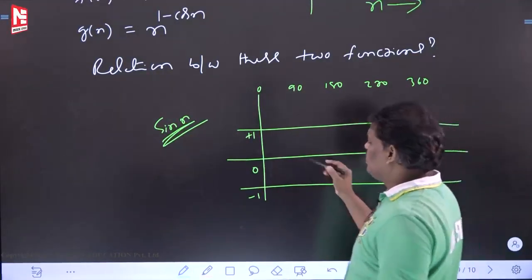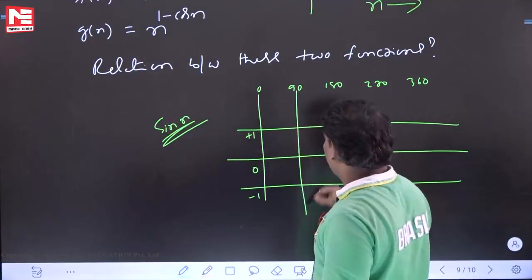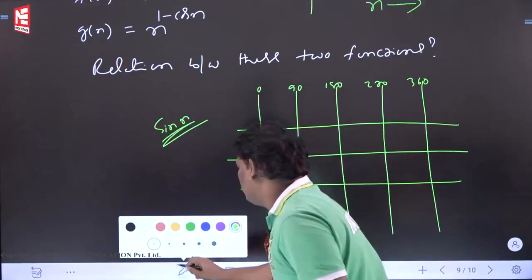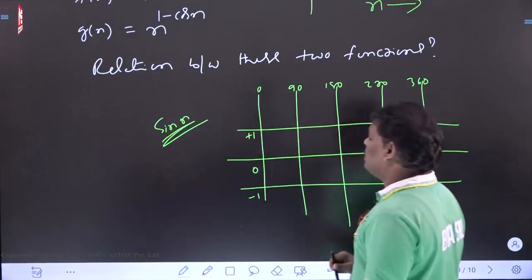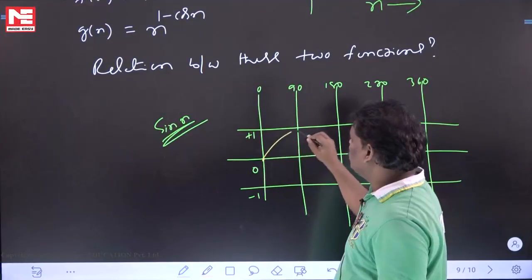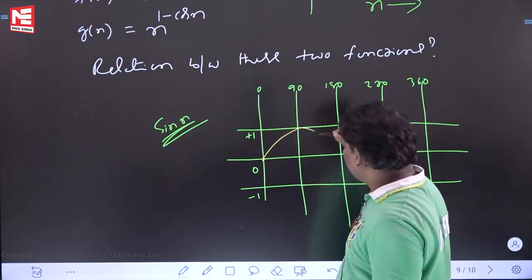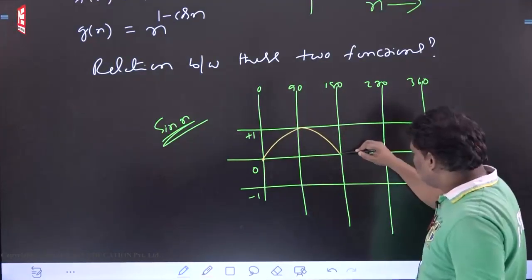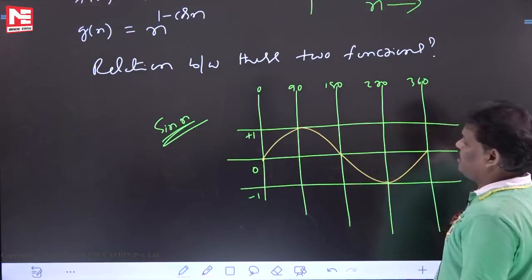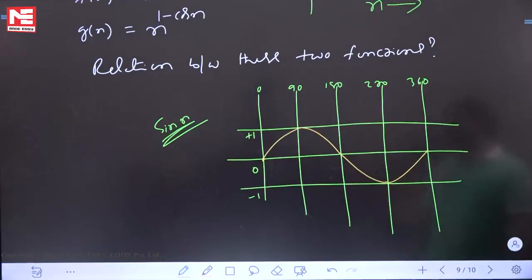Can you help me now? Sine 0, 0. Can you say sine 90, 1. Sine 180, 0. Sine 270, minus 1. Sine 360, again 0. It is a sine graph. Sine 0 is 0, 90 is going to be 1, 180 is going to be 0, 270 is minus 1, 360 is going to be 0 again. It is a sine graph.